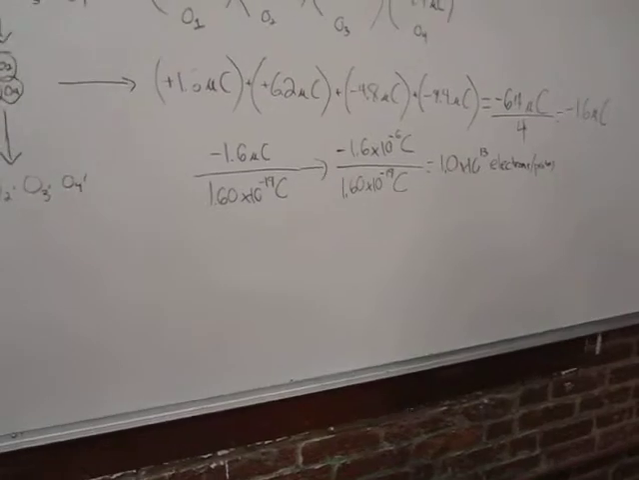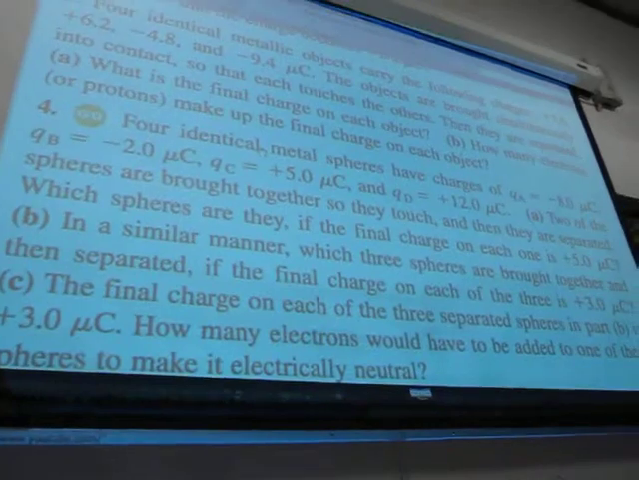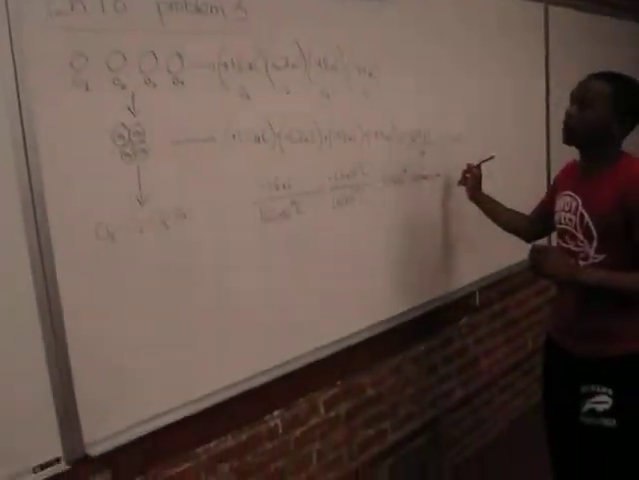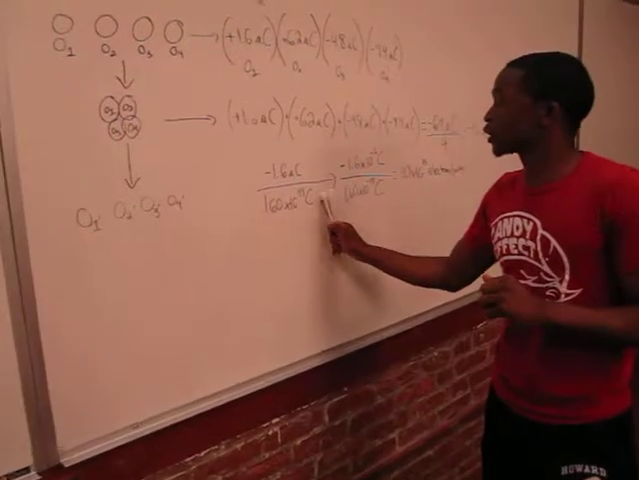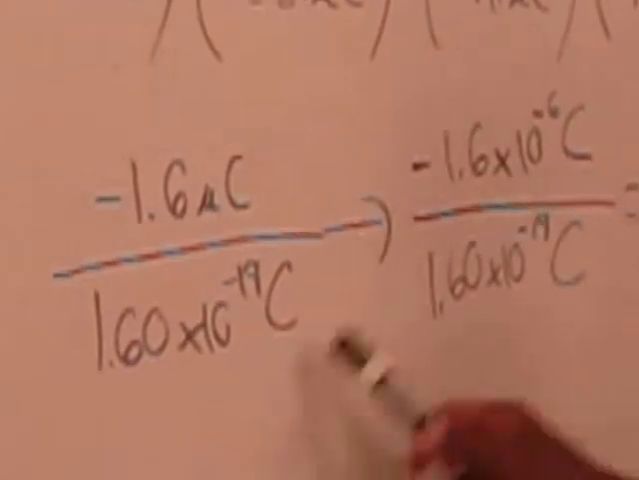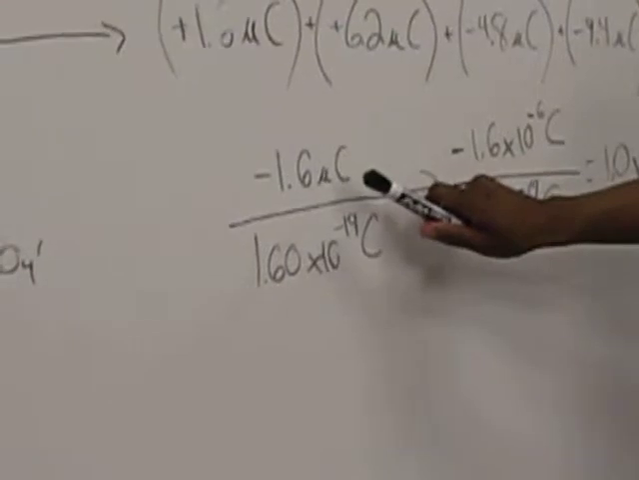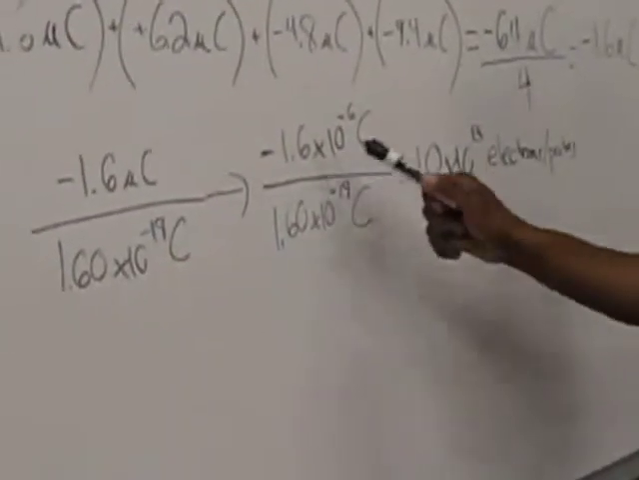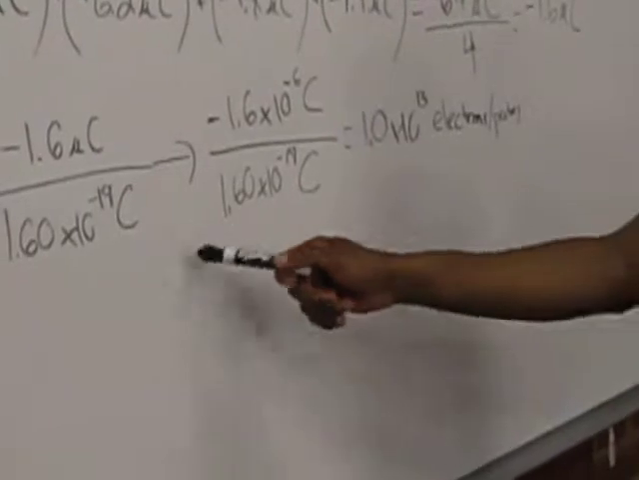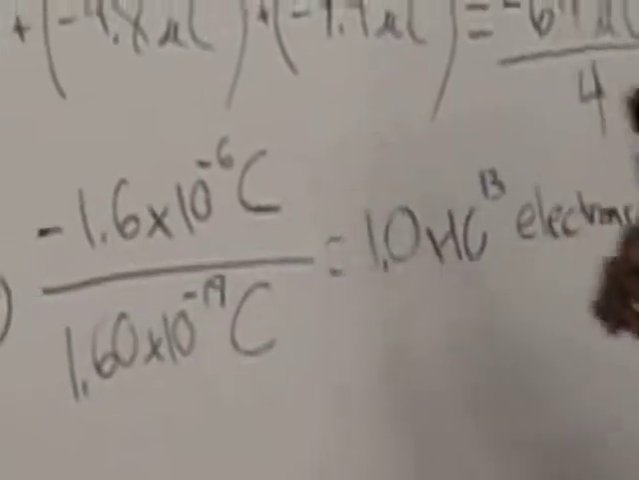And part B asks for how many electrons or protons make up the final charge on each object. With that, what I did was simply take the newfound charge on each object and divide it by the charge of an electron or a proton, which we know is 1.60 times 10 to the negative 19 coulombs. But first I had to make sure that my units matched up, so I converted the microcoulombs and simply made it 1.6 times 10 to the negative 6 coulombs over 1.60 times 10 to the negative 19. And I found that there are 1.0 times 10 to the 13 electrons or protons that make up each charge.